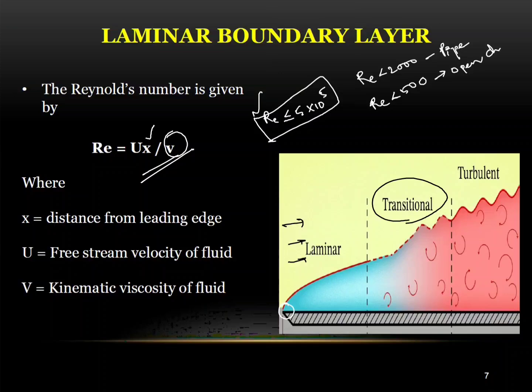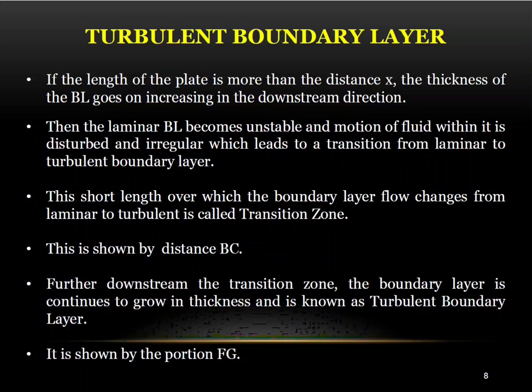So if you substitute these three values, you'll get the Reynolds number. Check whether the Reynolds number is less than or equal to 5 into 10 power 5. Then you will understand at that particular distance of X whether your boundary layer is laminar or not laminar. Okay, so this is about boundary layer characteristics.